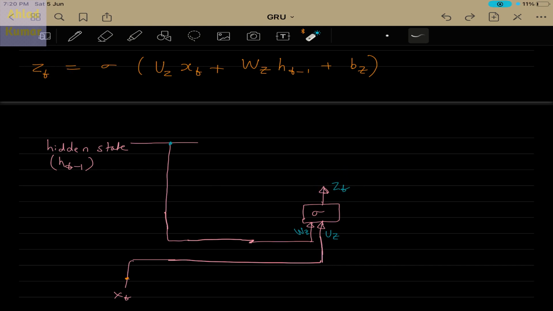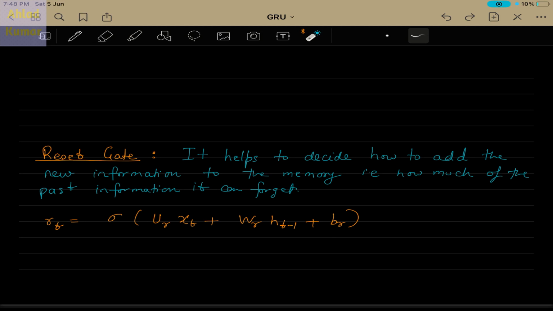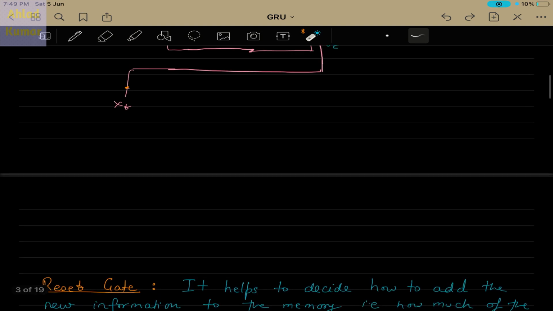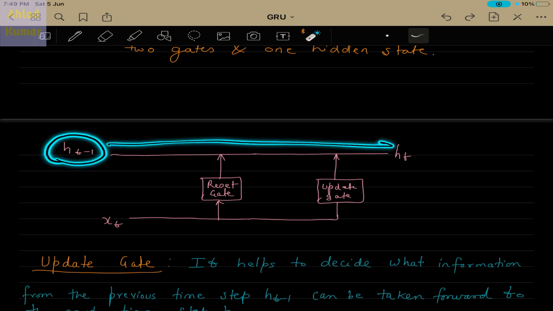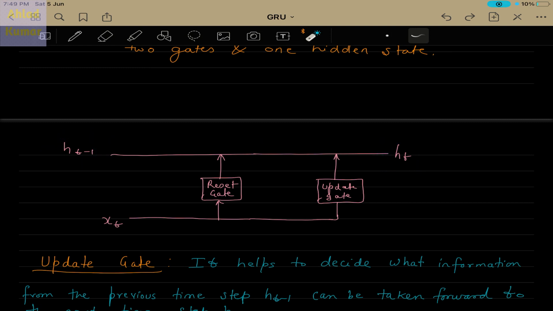So this shows you the basic block diagram of the update gate, and next we will discuss the block diagram for the reset gate. So the next gate that we are talking about now is the reset gate. The reset gate helps us decide how much of the information that you have in the past can be forgotten. So basically reset gates help us in filtering out how much information we can pass from the previous time step, which is ht minus 1, to the next time step, which is ht. So reset gates help us in filtering out that information.